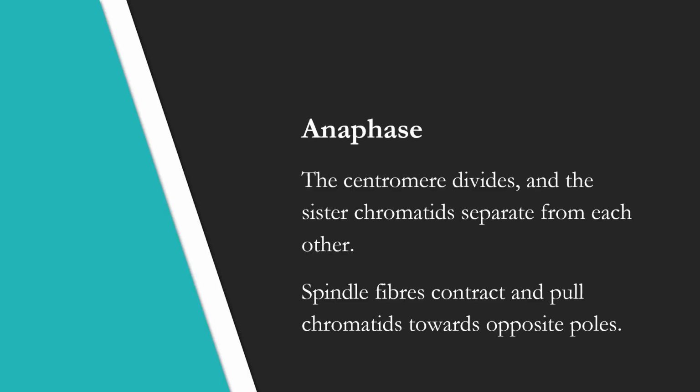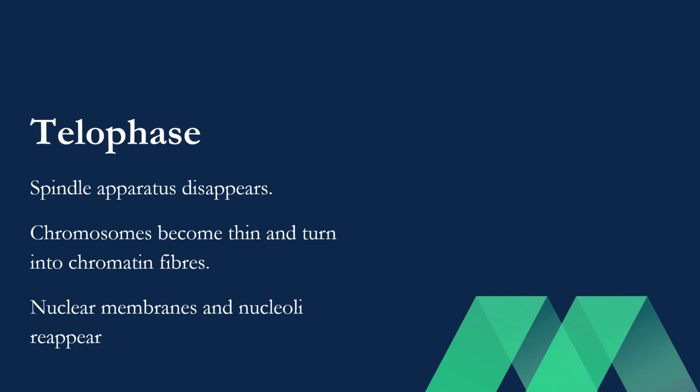In anaphase, the centromere divides and the sister chromatids separate from each other. Spindle fibers contract and pull the chromatids towards opposite poles. In telophase, the spindle apparatus disappears. The chromosomes become thin and turn into chromatin fibers. Nuclear membranes and nucleoli start to reappear.